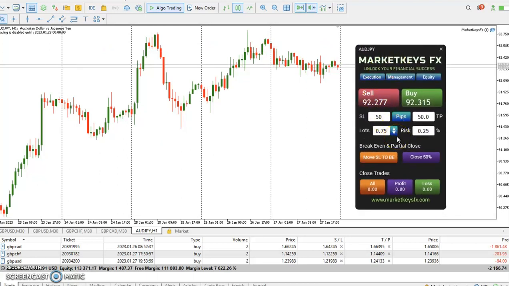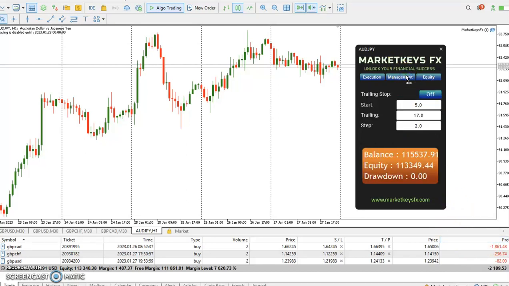Once your trades are open, you have certain functions that you can use. You can move your stop loss to break even. You can close 50%. You can choose to close trades in profit, or close the ones in loss, or just close everything, because I like to do that on a Friday. On a Friday, I love to close all my trades, and unfortunately I wasn't able to do it today because the market is basically closing right now, so I can't even close these. But anyway, let's go to the management side.